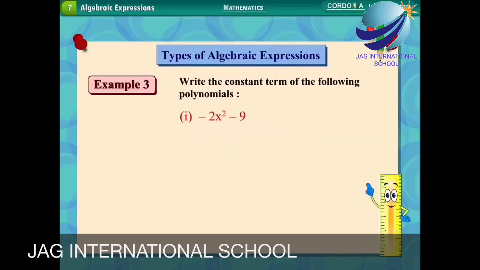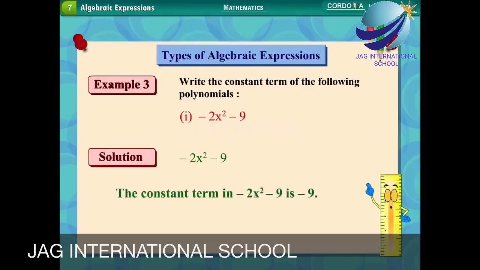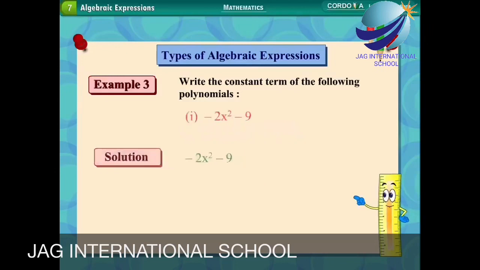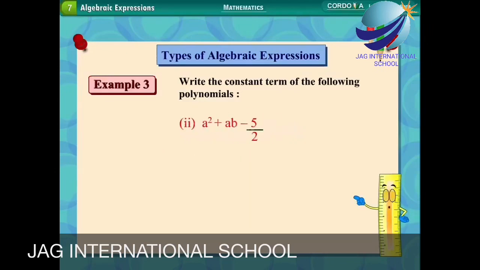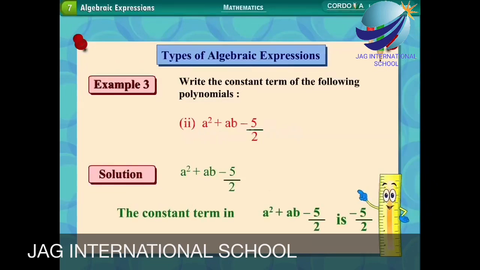Example 3. Write the constant term of the following polynomials. Minus 2x squared minus 9. Solution. Minus 2x squared minus 9. The constant term in minus 2x squared minus 9 is minus 9. A squared plus ab minus 5 upon 2. Solution. A squared plus ab minus 5 upon 2. The constant term in a squared plus ab minus 5 upon 2 is minus 5 upon 2.